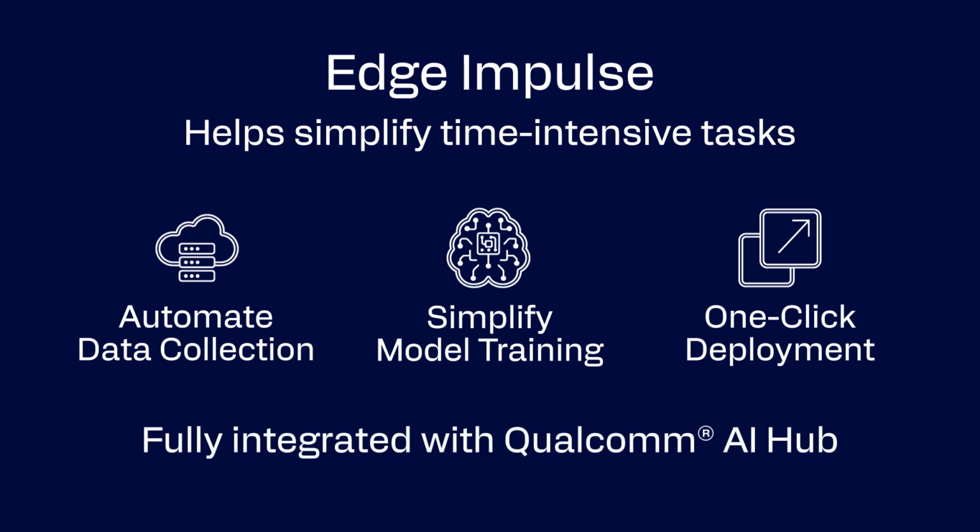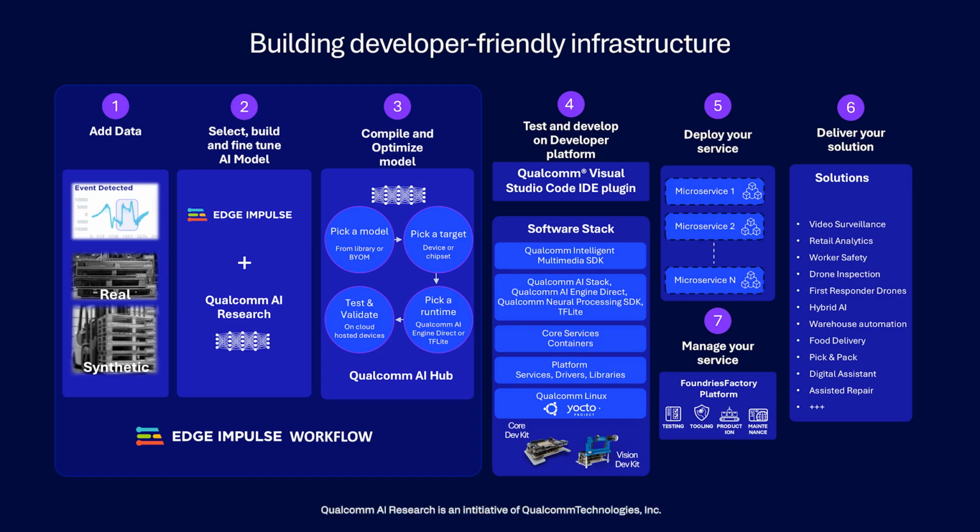Edge Impulse is fully integrated with Qualcomm AI Hub, which will help you optimize models for your particular use case in your solutions. Our containerized microservice-based IoT solutions framework makes application development easier and can help you get your products to market more quickly. We have developed a set of microservices-based reference solutions that can serve as building blocks for a variety of use cases. You can take full advantage of them while developing your applications.